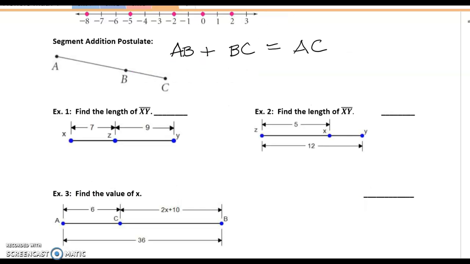For number 1, it says find the length of segment XY. We see XY is made up of XZ added to ZY, and that equals XY. So we got 7 as the length of XZ and 9 as the length of ZY. So that means XY has a length of 16.